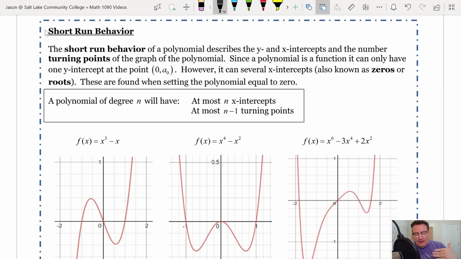Okay, and a polynomial of degree n will have at most n minus 1 turning points. So a 5th degree polynomial could have up to 4 turning points, but it doesn't have to have 4 turning points. It really depends on the number of unique zeros of the polynomial. We can have what we call a repeated zero or repeated root of the polynomial, and that can change things. We'll see examples of this.